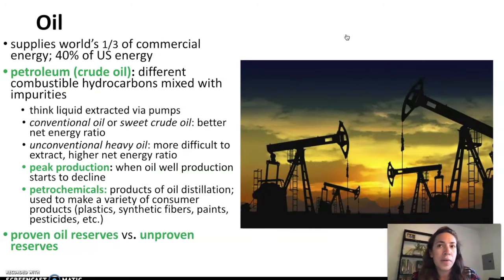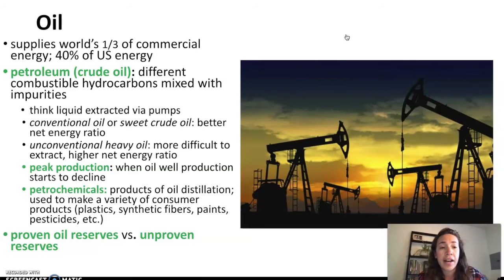And I want to talk to you about the types of petroleum that are out there and how we get them. Petroleum refers to what we call crude oil. This is a thick, liquidy material that's made up of a bunch of different combustible hydrocarbons, but it does have a fair amount of impurities in them. But it's liquid and found in fairly large quantities in the places where we have oil reserves. So it can be pumped up with some basic pumping technology, much like we use to pump water.